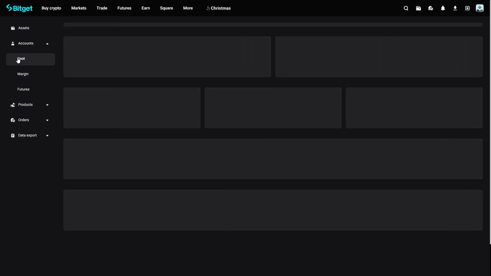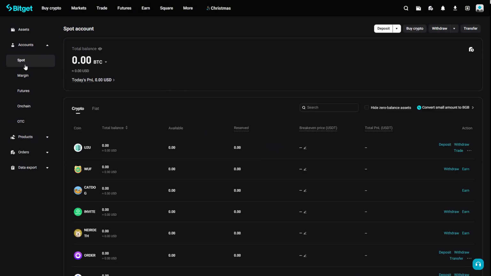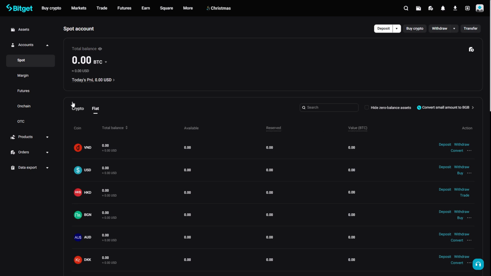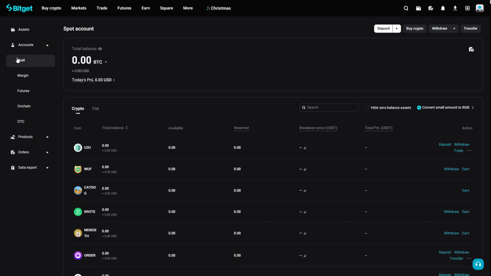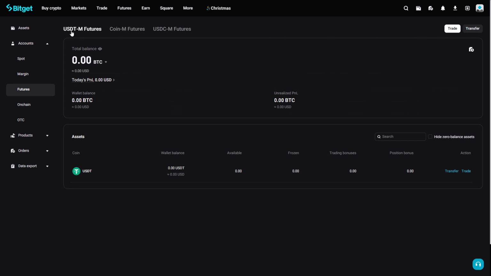Okay, this is something that confuses a lot of beginners, so pay close attention. Bitget does not just have one wallet. It has multiple wallets for different types of trading. The two main ones you need to know about are, first is the spot wallet, for buying and holding crypto long-term. Second is the futures wallet, for leverage trading and short-term trades.